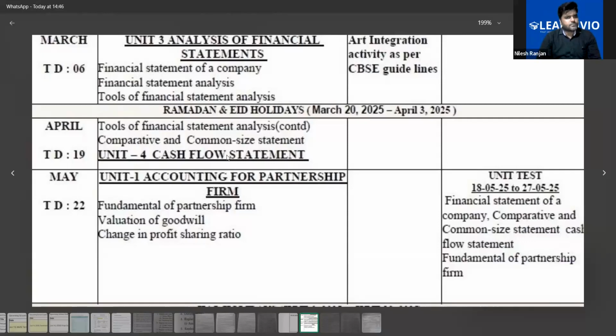Then in May, we did fundamentals of partnership firm, valuation of goodwill, and we started change in profit ratio. So TD06, TD19, TD22, what does it mean? I'm not sure about that. I think that's like a deadline to complete. It's just a basic format for what should be done in those months.